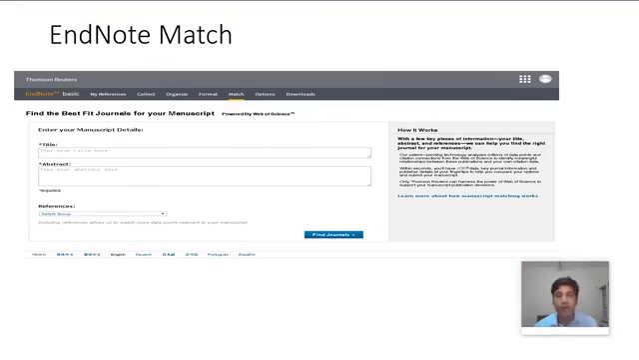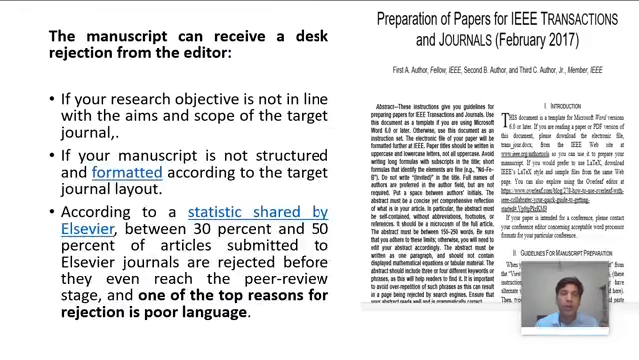Another important tool for researchers for journal selection is EndNote Match, and it's a Thomson Reuters product. So it's also available free of cost for research scholars. Similarly, it will tell you the shortlisted journals.